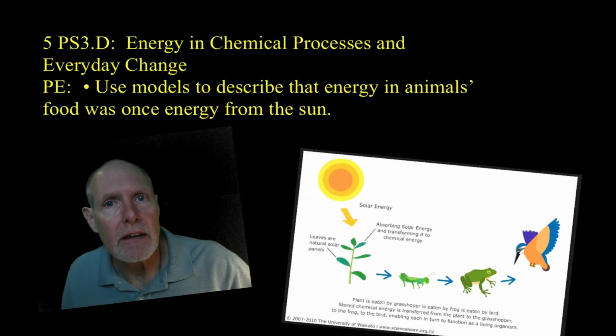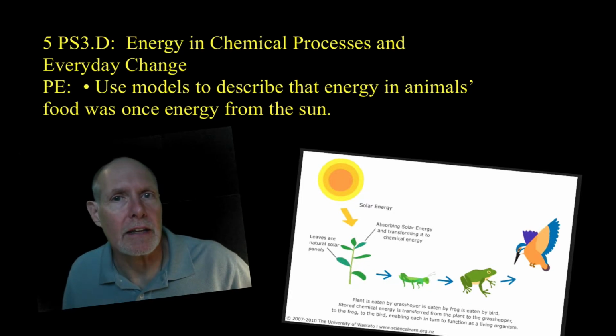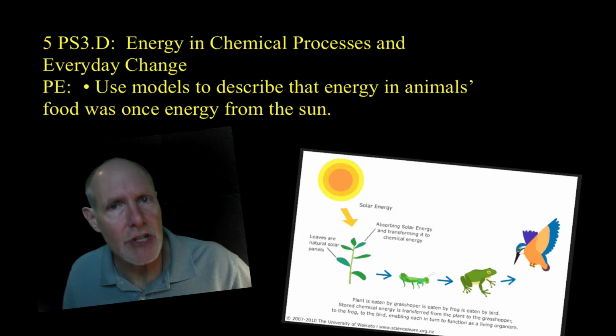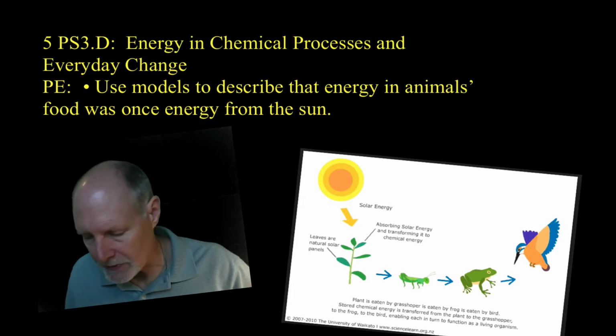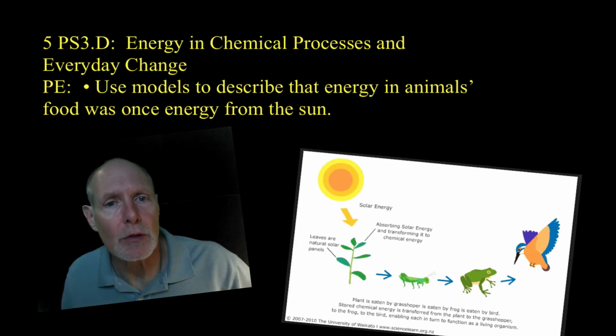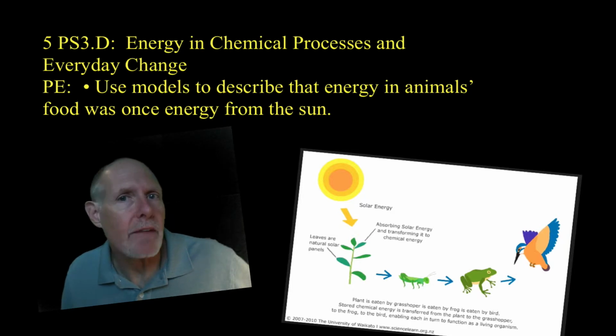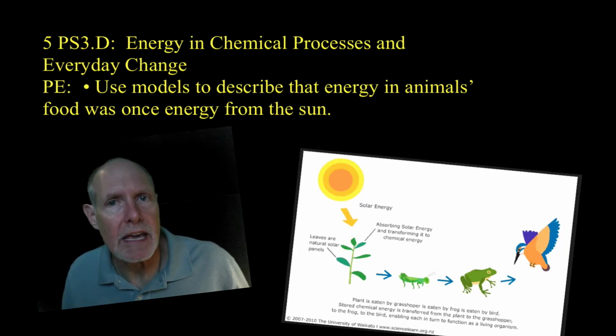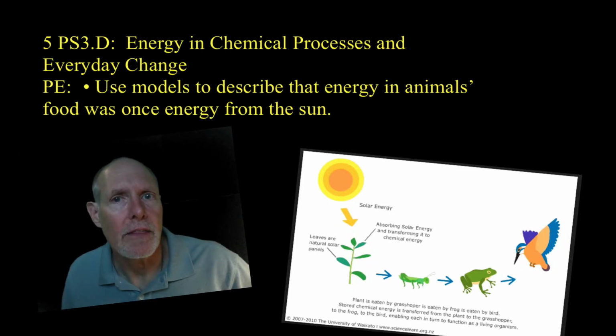In 5th grade, this same energy principle is now being applied in chemical processes and everyday change. Students are now asked to take this notion of energy, again, this broad conception of energy, and begin to build a model that describes the energy in animals' food and the fact that that energy once came from the sun. So you can see how this is building along the continuum from one grade to another.